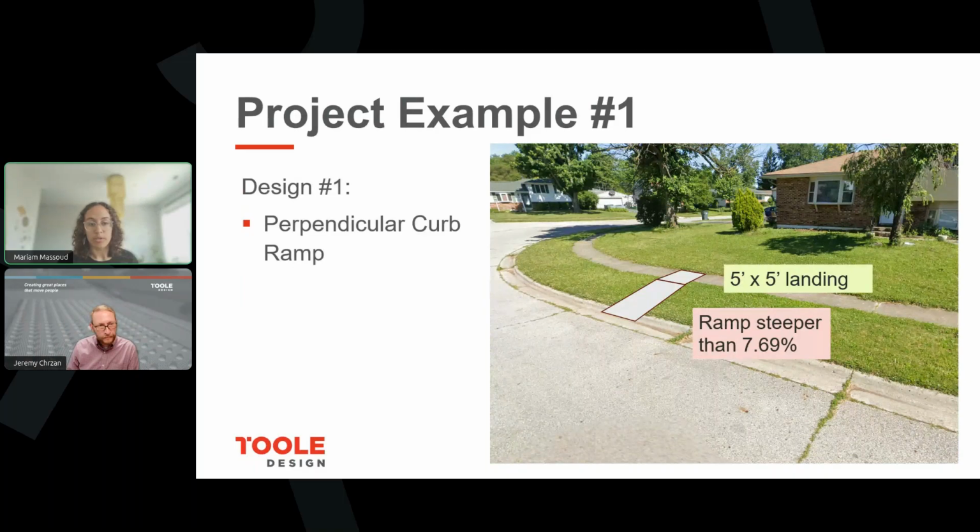In this example, the first thing we tried was a perpendicular curb ramp. So that's the tier 1 curb ramp and the preferred design. But once we put in this 5 by 5 foot landing at the existing walk elevation, the ramp ended up being steeper than 7.69%. So we tried something else.